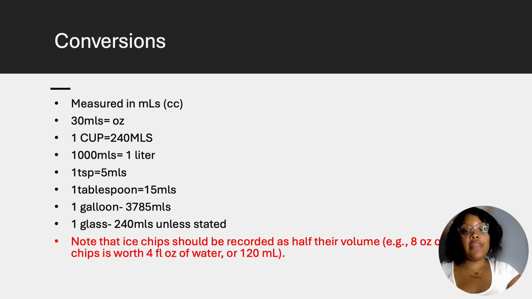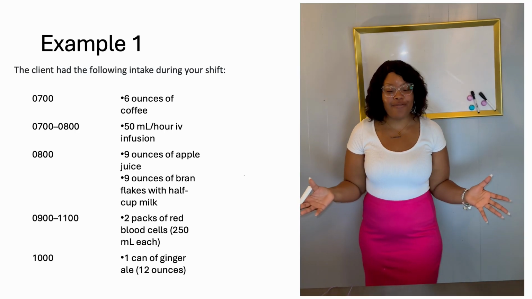Also, remember, ice chips should be recorded as half of their volume. So if you have an 8-ounce cup of ice, when that ice melts down, you're going to have 4 ounces of water. Make sure that you keep that in mind. Let's jump into our first example.